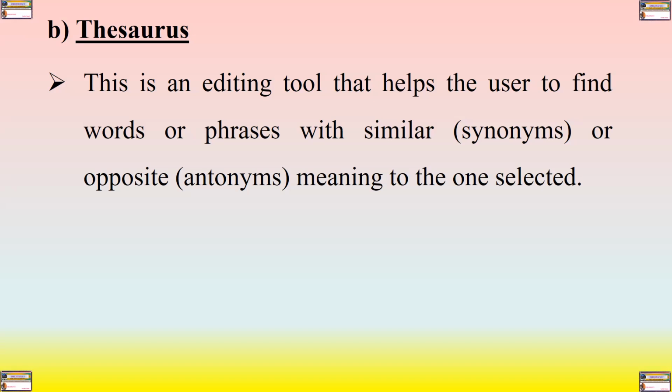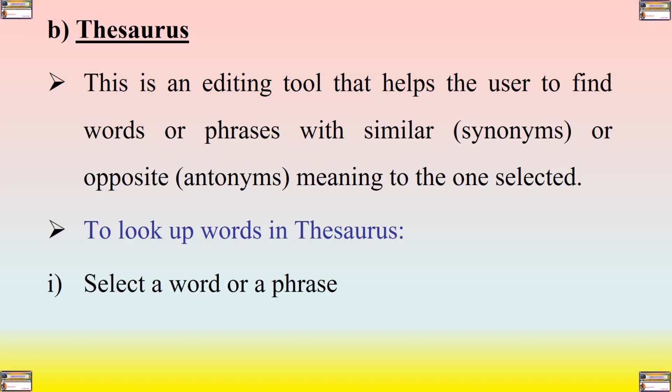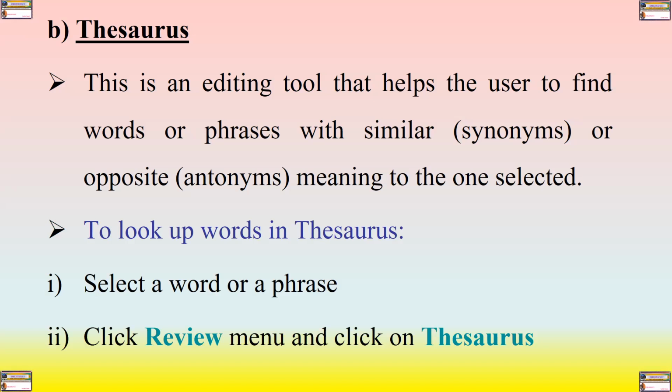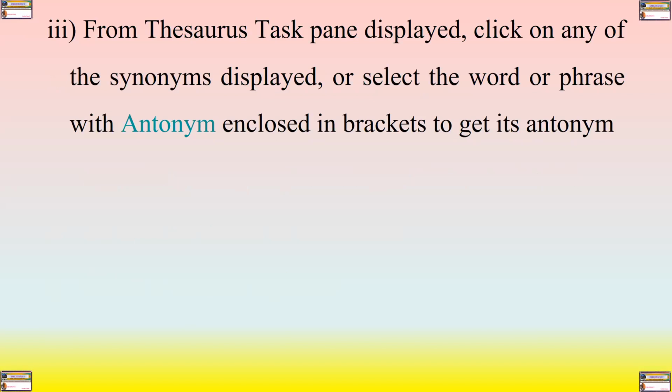To look up words in the Thesaurus, you select a word or a phrase, and then you click on the Review menu and click on the Thesaurus. From the Thesaurus task pane that will be displayed, you click on any of the synonyms displayed, or select the word or phrase with the antonym enclosed in brackets to get its opposite meaning.